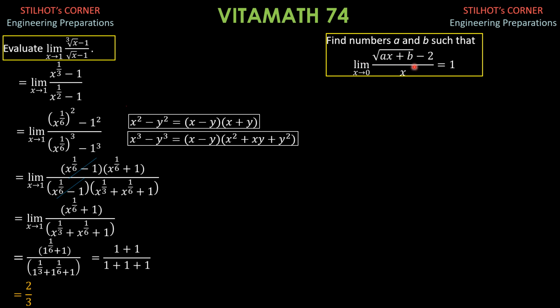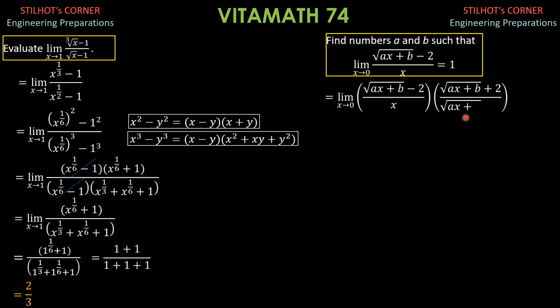So first step is to multiply and divide this expression by the conjugate of the numerator. So limit as x approaches 0 of quantity square root of ax plus b minus 2 over x, then times quantity square root of ax plus b plus 2 all over square root of ax plus b plus 2, which is the same. And recall that the product of this is x squared minus y squared. So this is limit as x approaches 0 of ax plus b minus 4 all over x times quantity square root of quantity ax plus b plus 2.